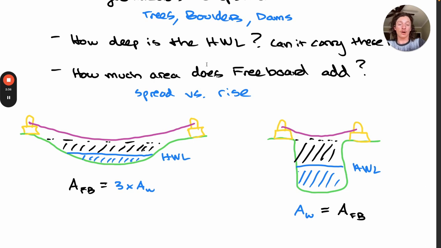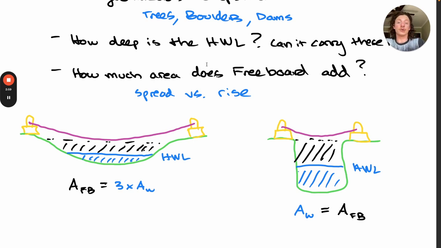we have our high water line and the area that the freeboard adds above that high water line is 3 times the area that is formed by the high water line, or a gorge situation where the area of the water by the high water line is the same as just the area added by the freeboard. So that's why there used to be this different requirement for gorges versus floodplains.